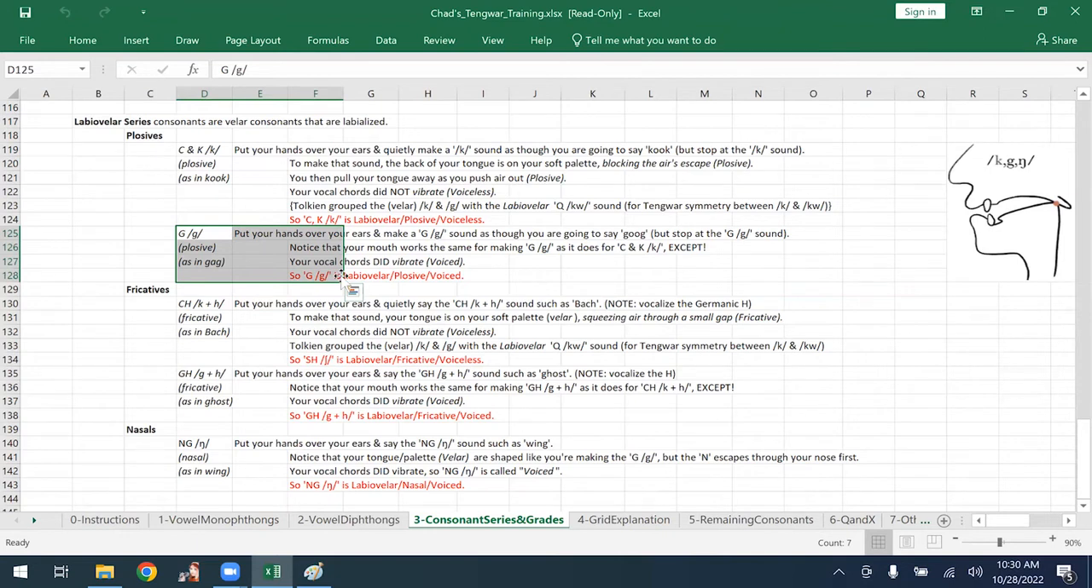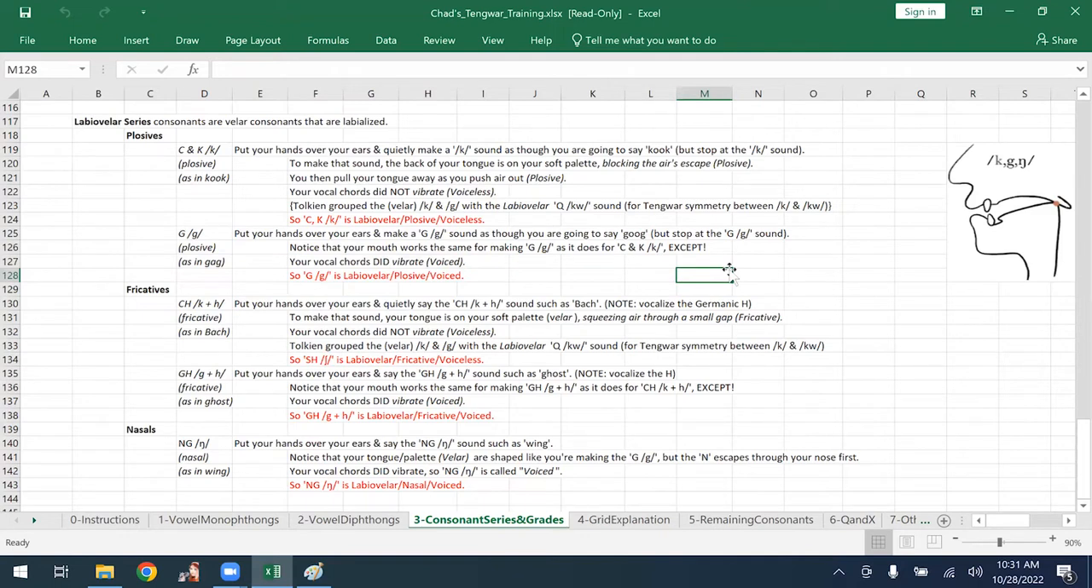And then if you vibrated your vocal cords on T, you made a D. If you vibrate your vocal cords on K, you make a G. So we have cook, and gag, or goog. So you do cook and gag with your hands over your mouth, or your ears. Over my mouth. Yeah, or your mouth.